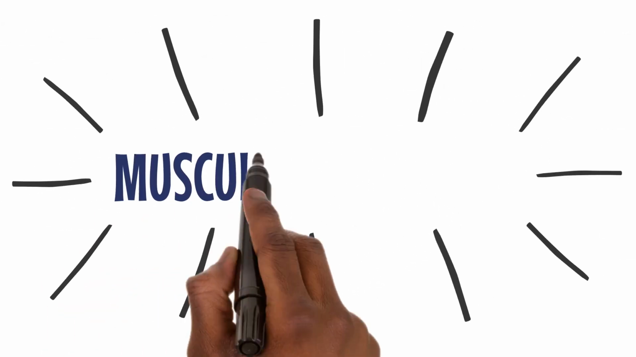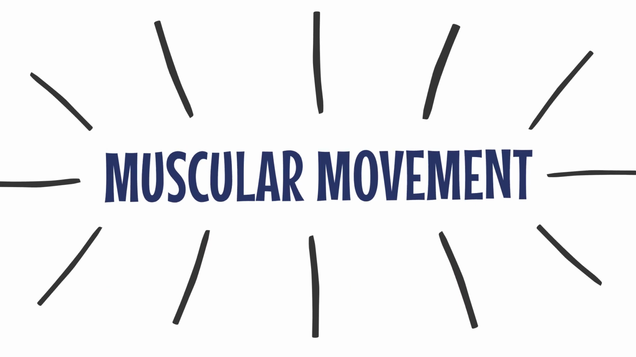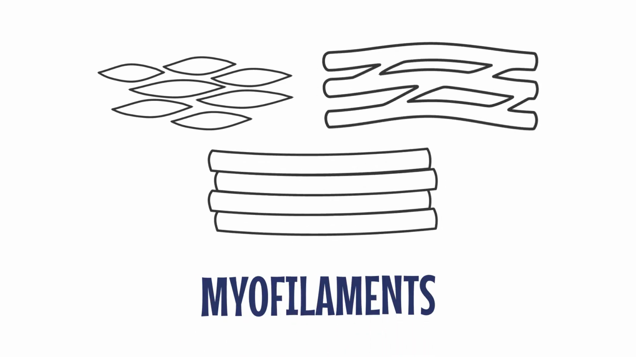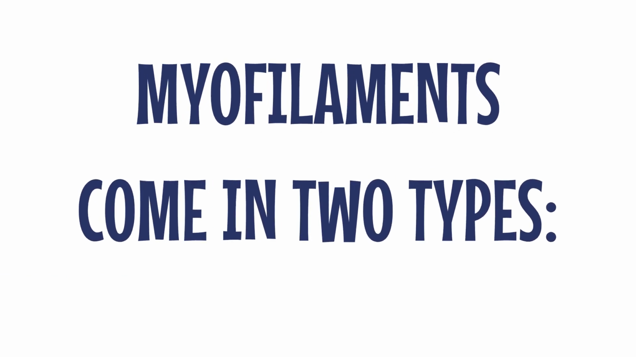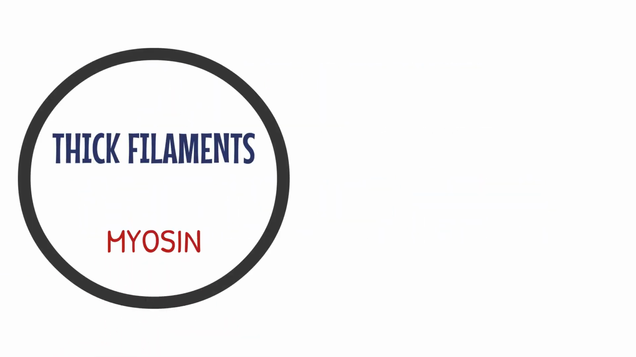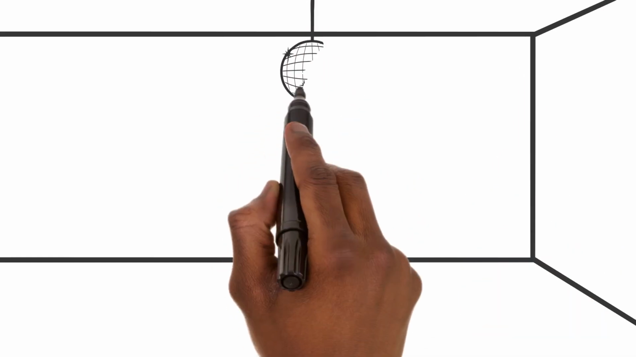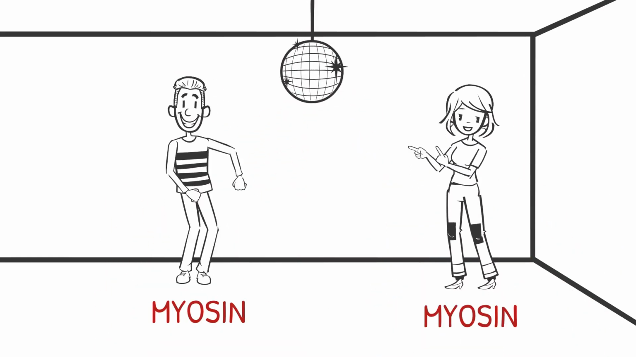Now, let's delve into the muscular movement. Muscles are like the engines that power our movements. They are made up of different structures, including myofilaments. Myofilaments come in two types: thick filaments made of a protein called myosin, and thin filaments made of another protein called actin. They work together like a dance duo, performing a choreographed routine.